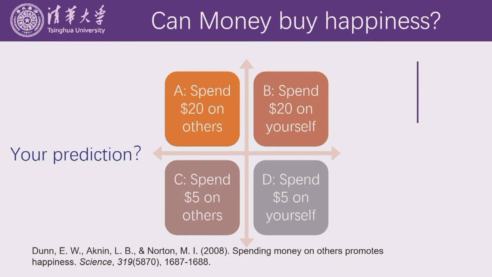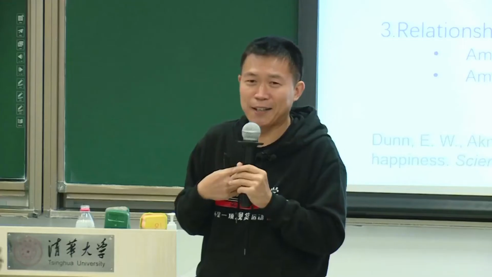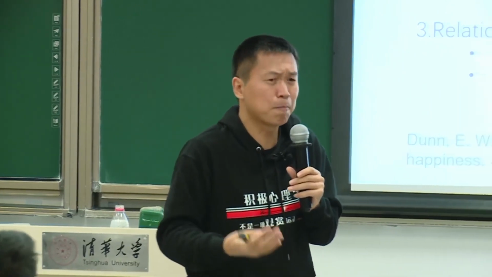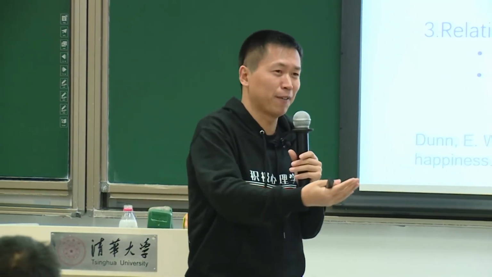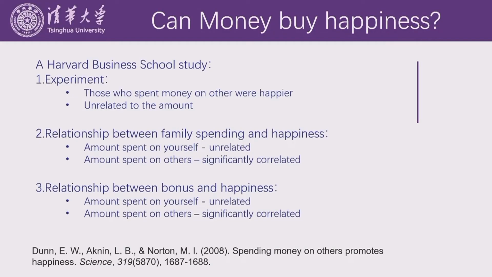First of all, everybody got happier, right? This is easy to understand. If I got money to spend on myself, of course I'm happier. But if you spend money on other people, you are even happier than if you spend money on yourself. And it's unrelated to the amount. You spend $5 or $20, same thing. You are happier than people who spend money on themselves. So this experiment, as summarized by the title of this literature, shows spending money on others promotes happiness.